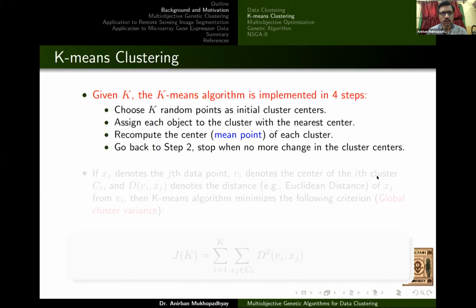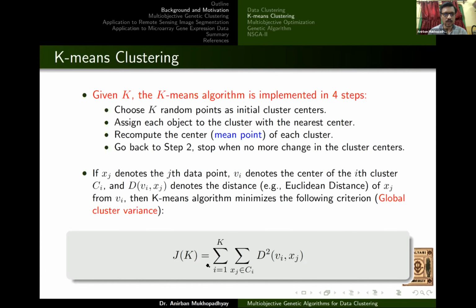So the K-means algorithm actually optimizes a criterion which is known as the cluster variance. Let's say that Vi is the ith cluster center and Xj the jth data point. Now d squared (Vi, Xj) is basically the squared distance between the cluster center Vi and a data point Xj. So the overall criterion is like this: we repeat for each cluster, i equal to 1 to K. Then we find which points belong to that cluster, that is, Xj belonging to Ci. And for those points, we calculate the distance of those points from the center of that cluster.